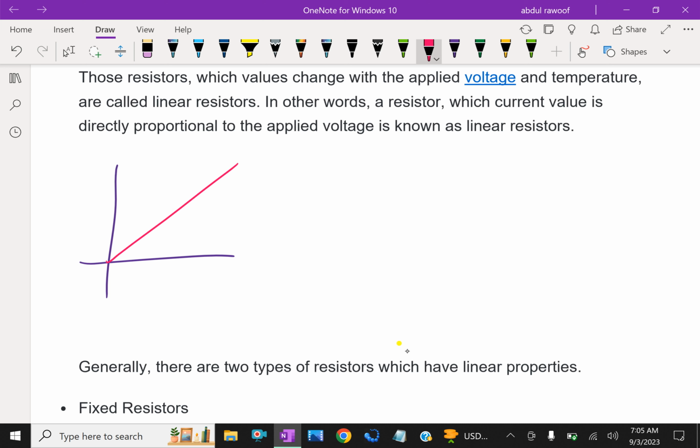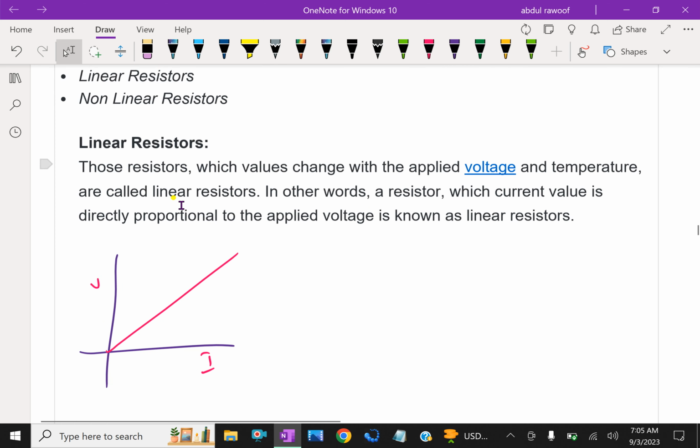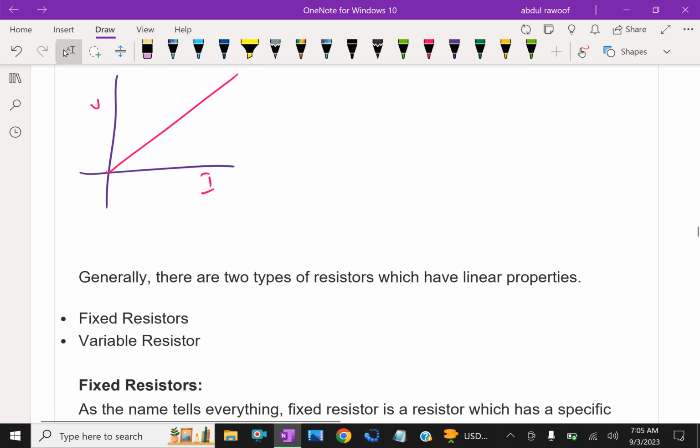So this is a voltage, this is a current. So linearly varying. That means the current value is directly proportional to the applied voltage.